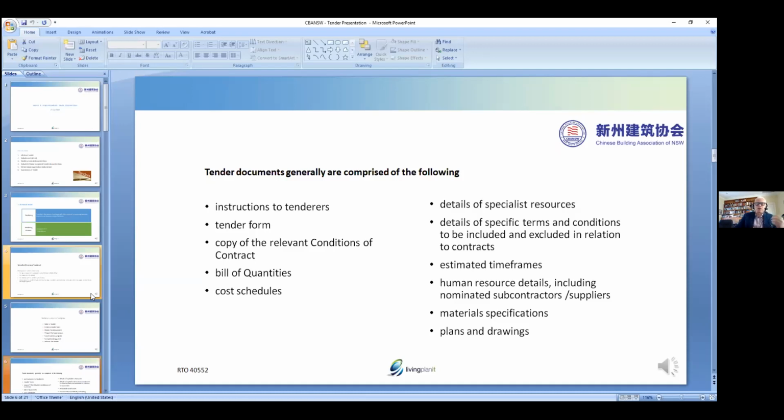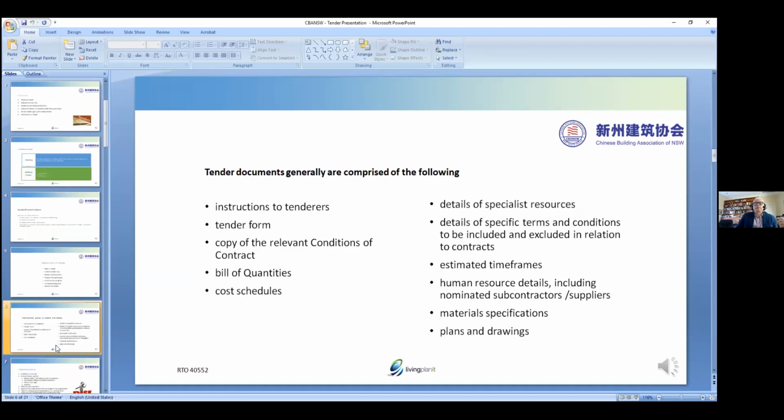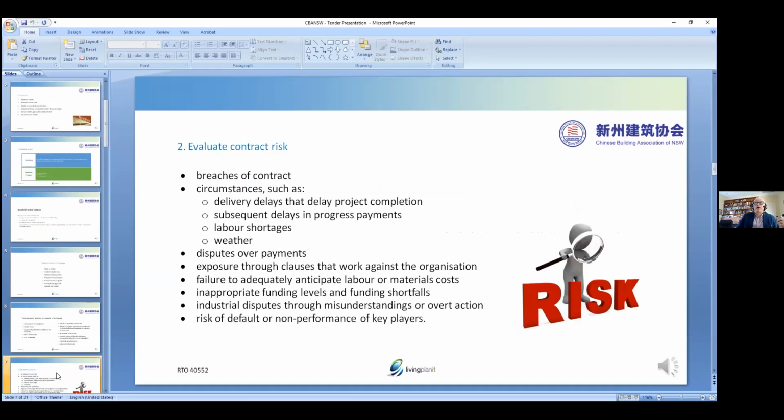Specifications, drawings, of course, everybody understands what they are. Okay. All right. Now, one of the biggest parts and a very important area of the whole tendering process is evaluating the risk. Okay. Because there is risk, understanding what sort of risks are involved.